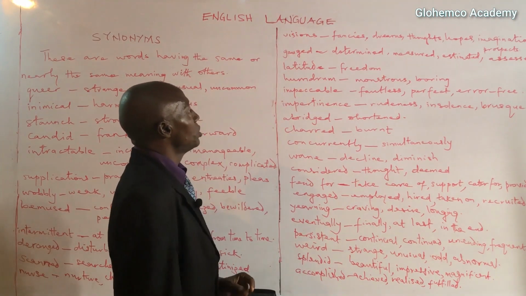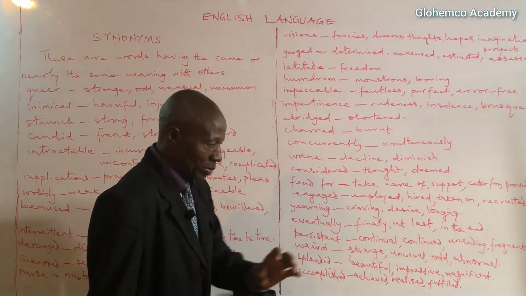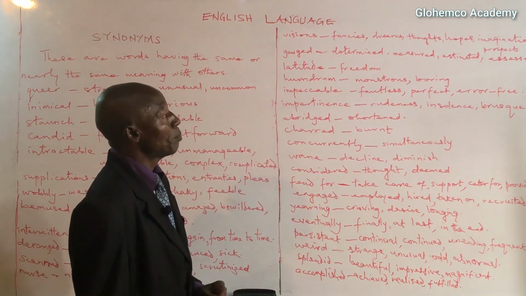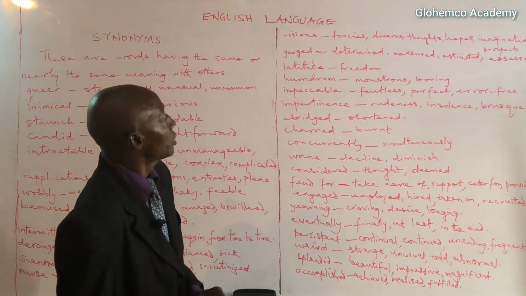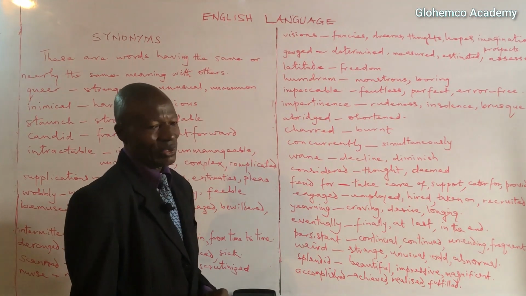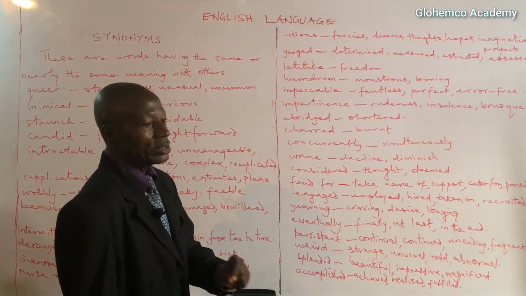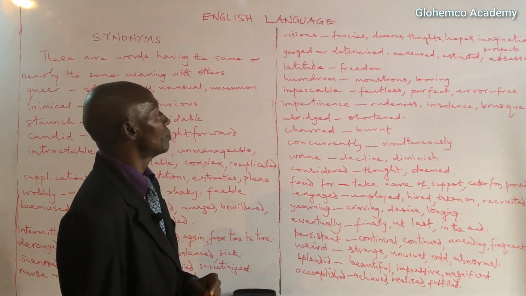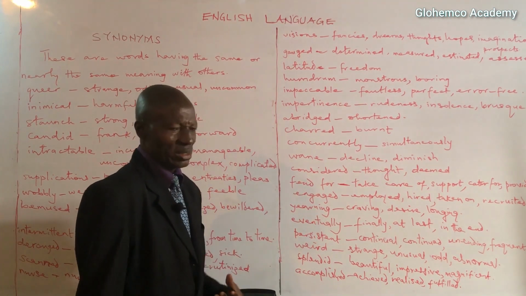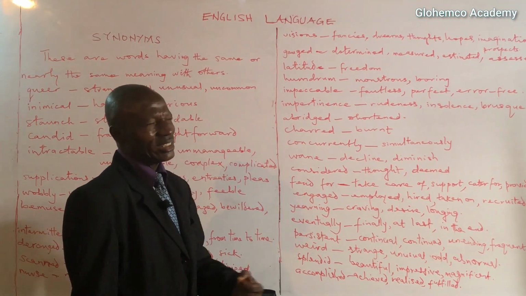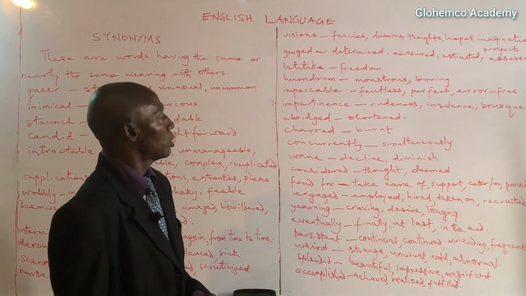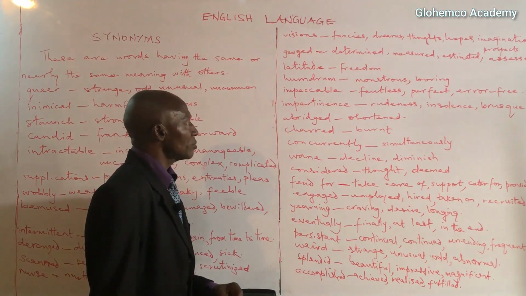Then we have the next one, gauge, to gauge something. You know, people say, gauge it for me and let me know what I have there. So you have determined, measured, estimated, assessed. All right. The next one is latitude. When you are given latitude to do something, latitude simply means freedom. Then humdrum. Humdrum means monotonous, boring, something that is not exciting. It's boring.